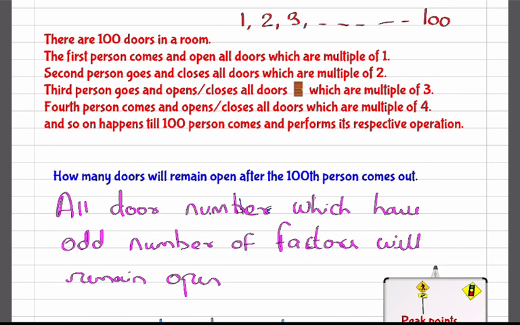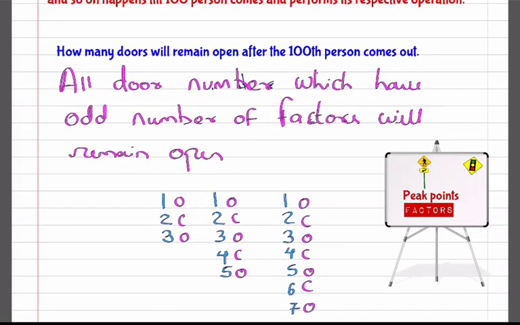So what is the question asking me? How many doors will remain open after the 100th person comes out? So how many doors will remain open? Now we know that some are opening the doors, then they are closing the doors as well, right? So all the doors which have an odd number of factors will remain open. Now let's see how.